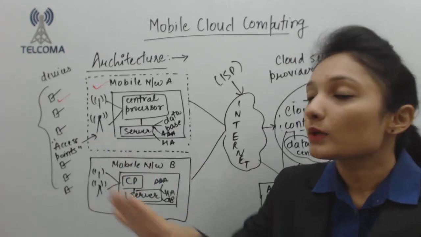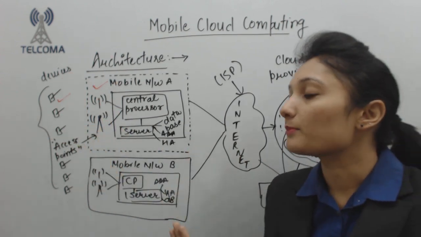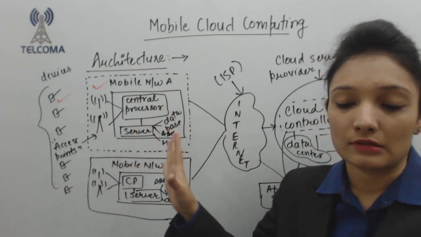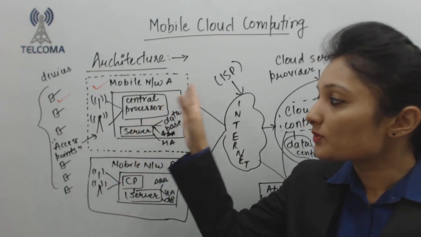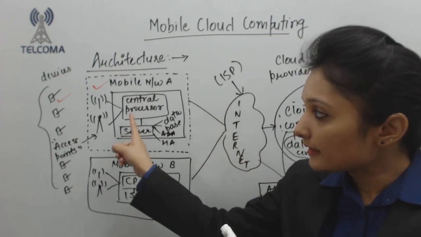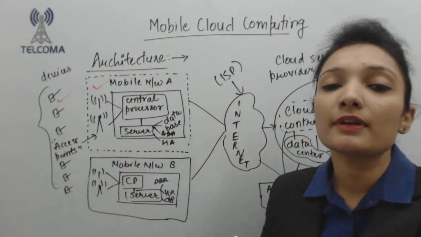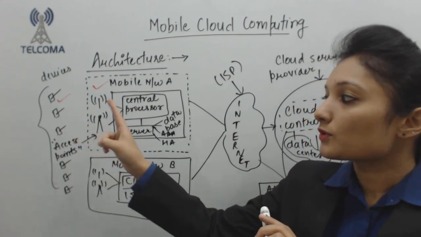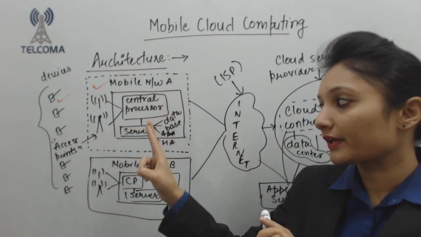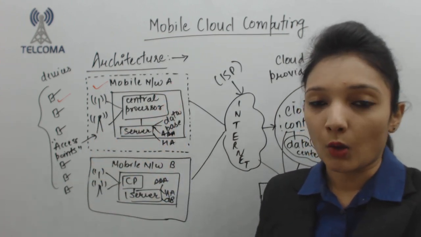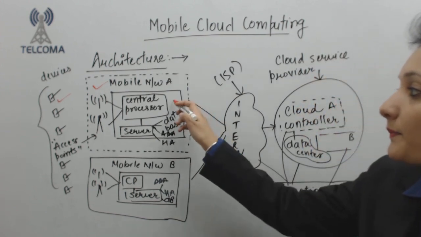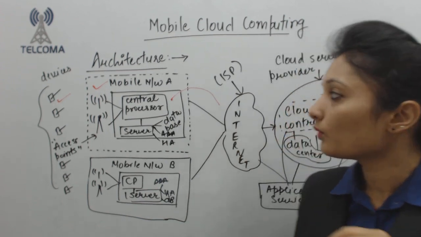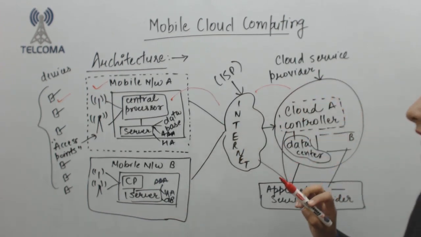Now the user is making some requests, so first of all that will be forwarded to the respective base station. After that, the requests of the user are transmitted to the central processor that is connected to the servers, which are responsible for providing the various services. So from mobile devices to the access points, then to the central processors which are connected to the various servers. Now what's the next step? The server request or the subscriber requests are delivered to the cloud through the internet.